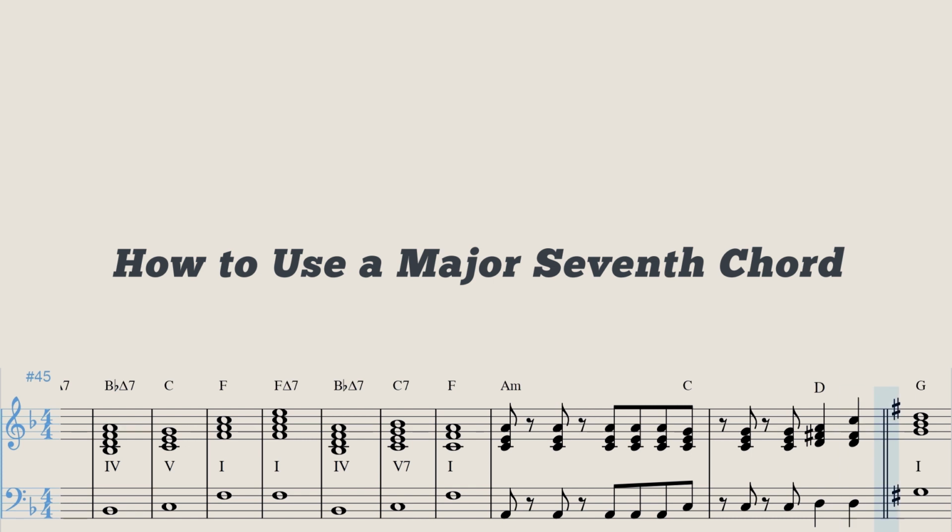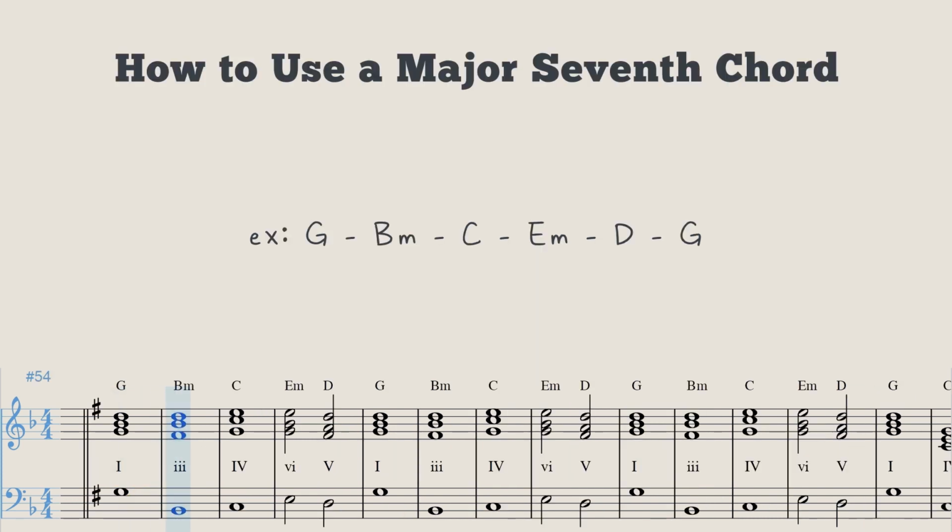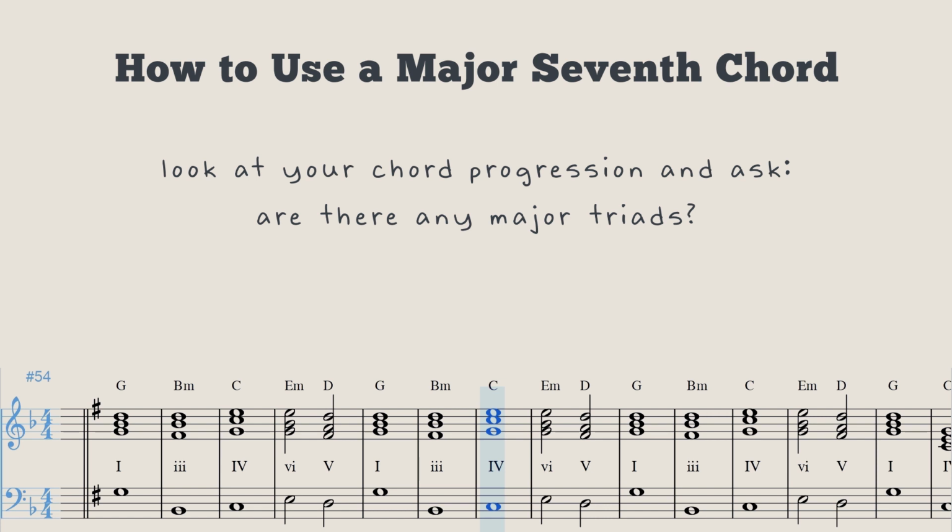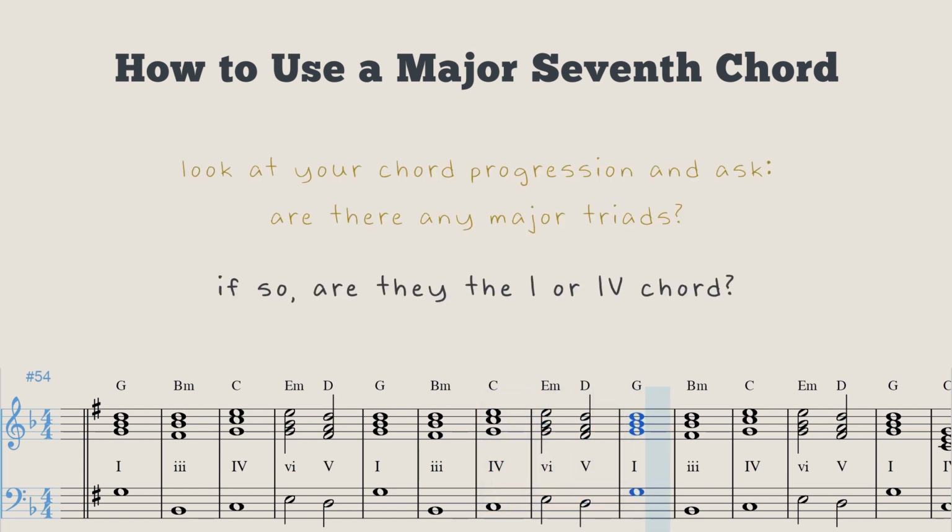Here's an example progression. To implement a major 7th chord, look at your chord progression and ask, are there any major triads in my progression? And if so, are they the 1 chord or the 4 chord?